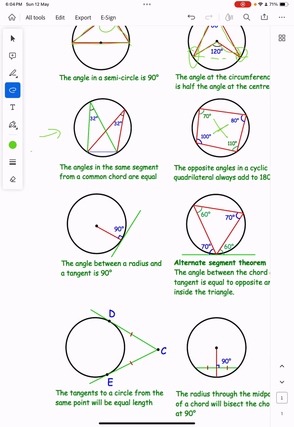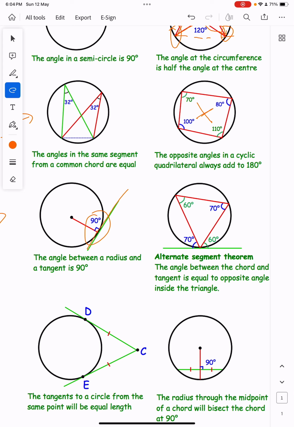The next one we're going to have is this one here, where the angle between a radius and the tangent is 90 degrees. So we have this tangent here that is touching the circle at one point, and then we have a radius that is coming from the center to that tangential point right there, and the angle between those is going to be 90 degrees here.